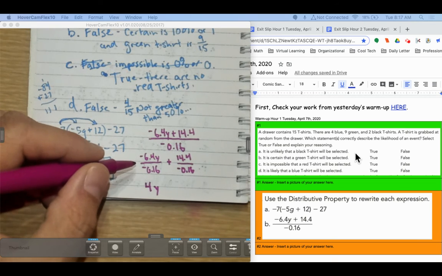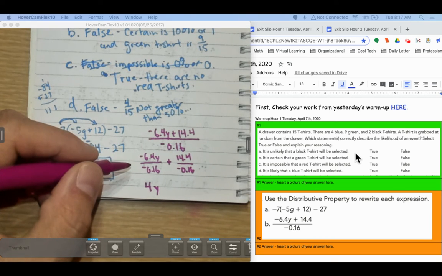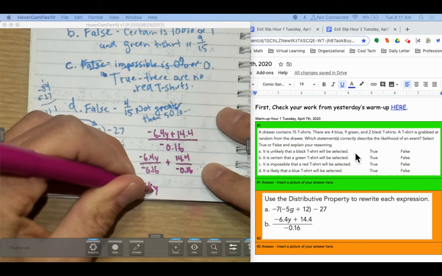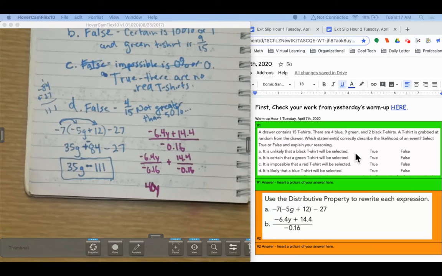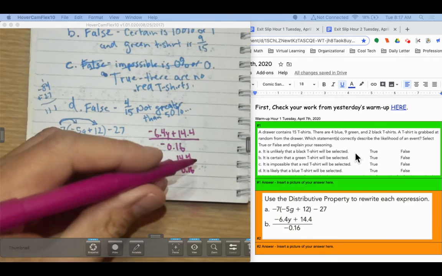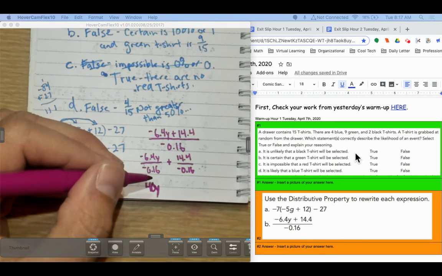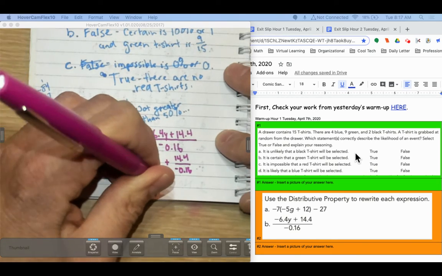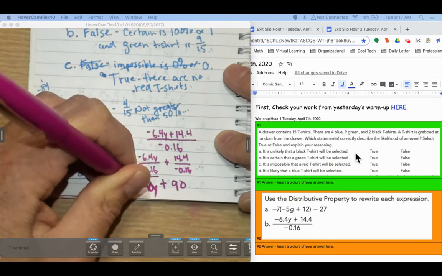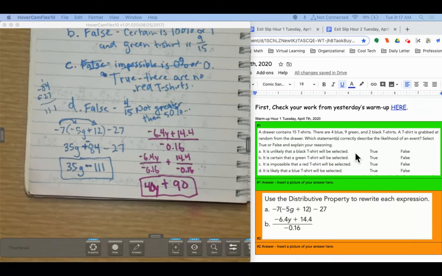Wait, let me try that again. 6.4. Aw, 40y. My bad. Then on the right-hand side, I get 90. And so this simplifies down to 40y plus 90.